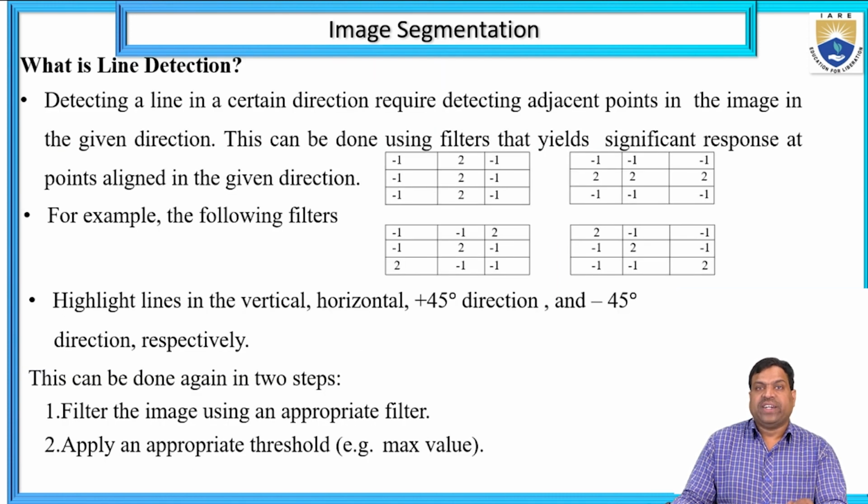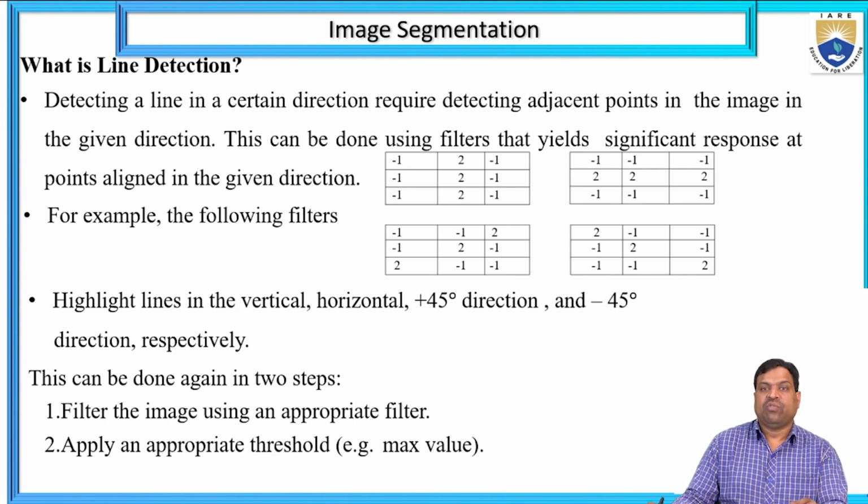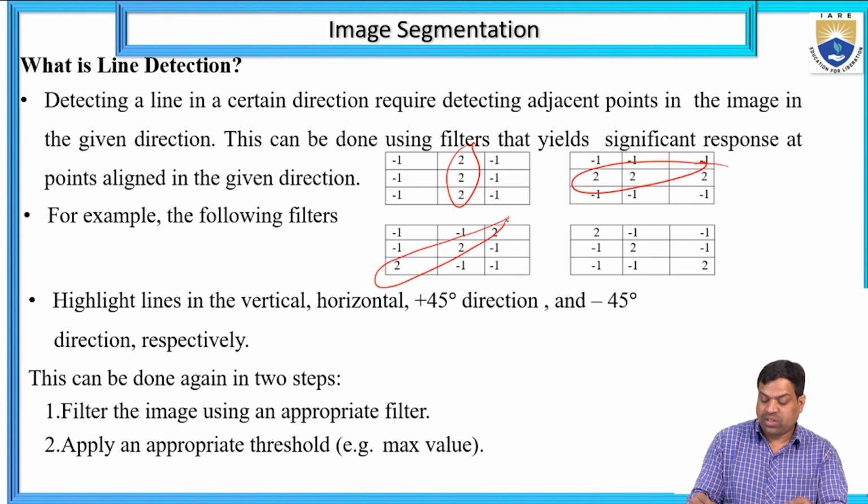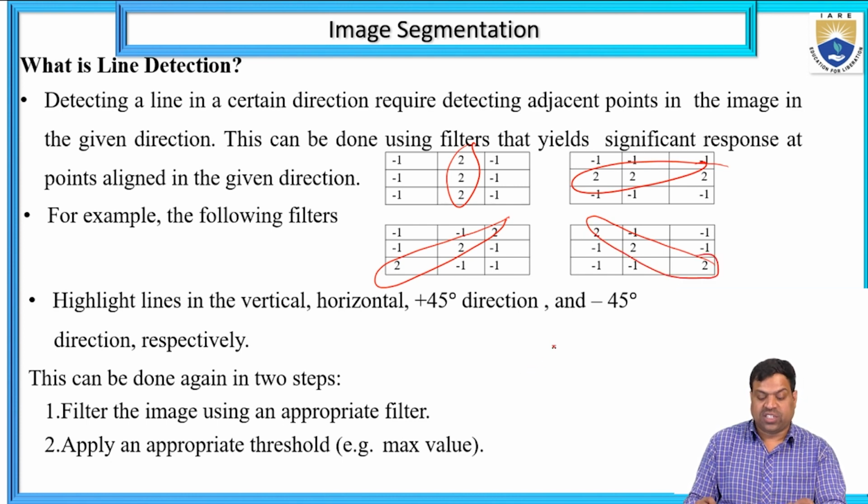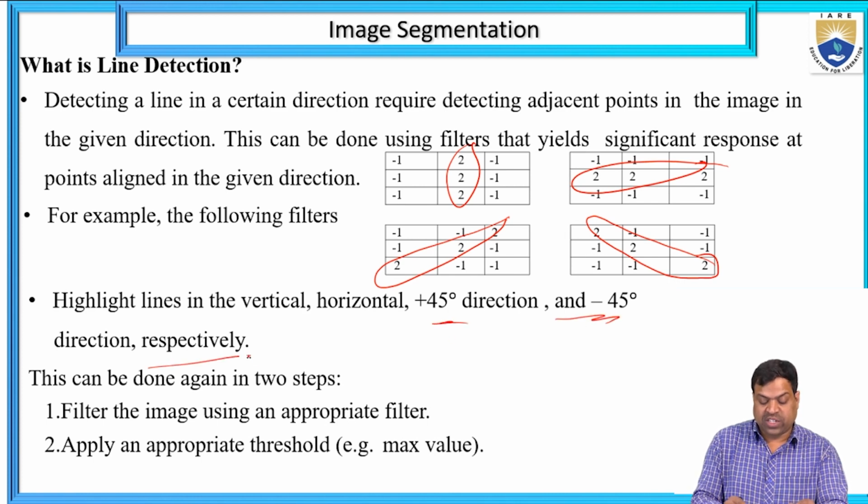So what is line detection? Detecting a line in a certain direction requires detecting adjacent points in the image in the given direction. This can be done using filters that yield a significant response at points aligned in the given direction. For example, the following filters have values like minus 1, minus 1, minus 1, and 2, 2 in the middle. This is the line detecting technique, highlighting lines in the vertical, horizontal, plus 45 and minus 45 direction respectively.